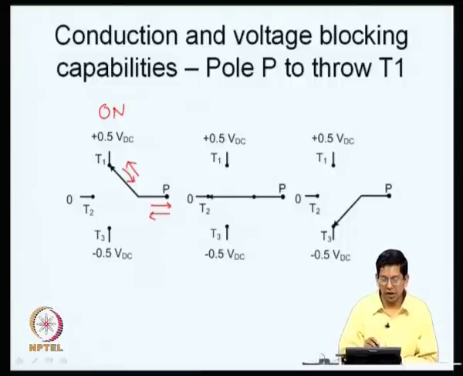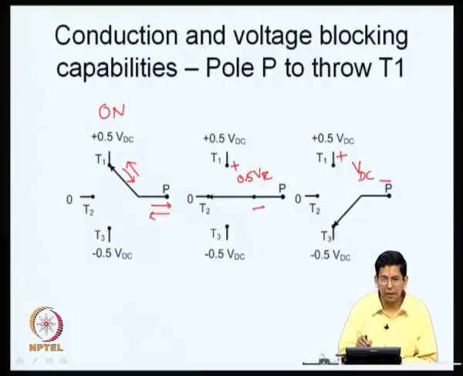Now, let us say P is connected to T2. What should be done between P and T1? As I just mentioned before, P and T1 should be able to block a potential equal to 0.5 VDC with polarity as indicated here. T1 is positive with respect to P. Then in the state 3, once again if you look at P and T1 it is off, and what is the potential? T1 is positive with respect to P, but the voltage now is VDC.